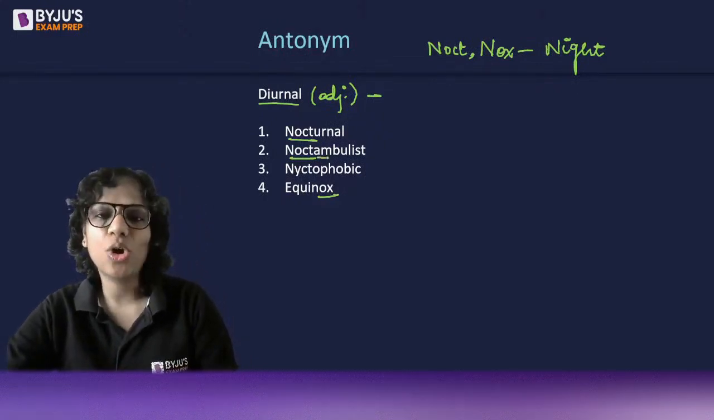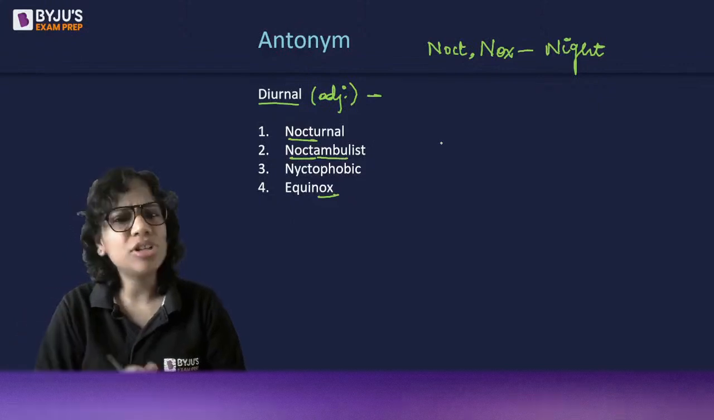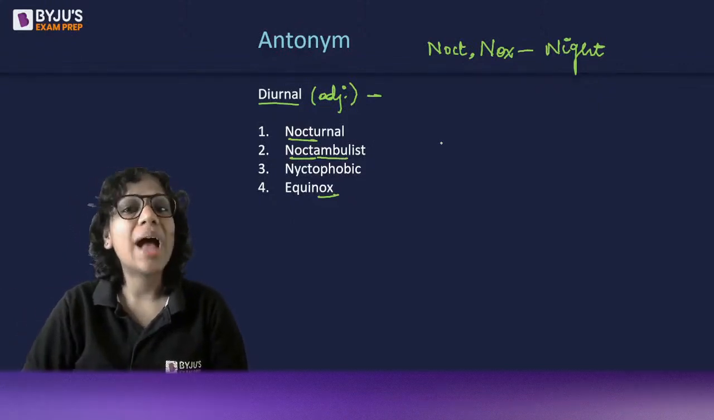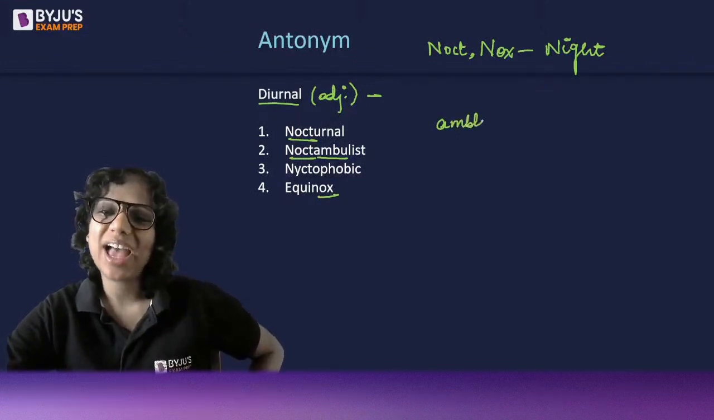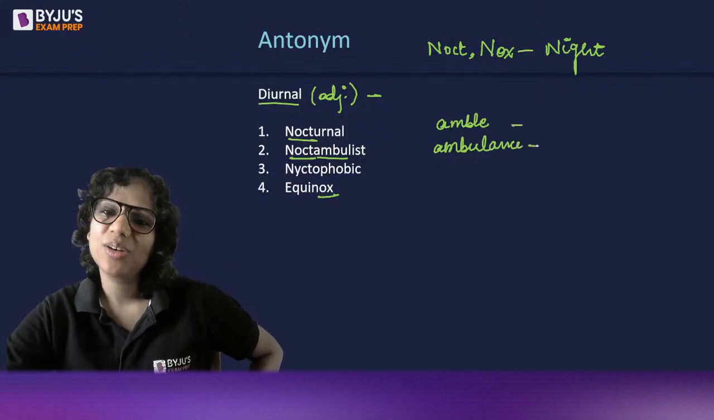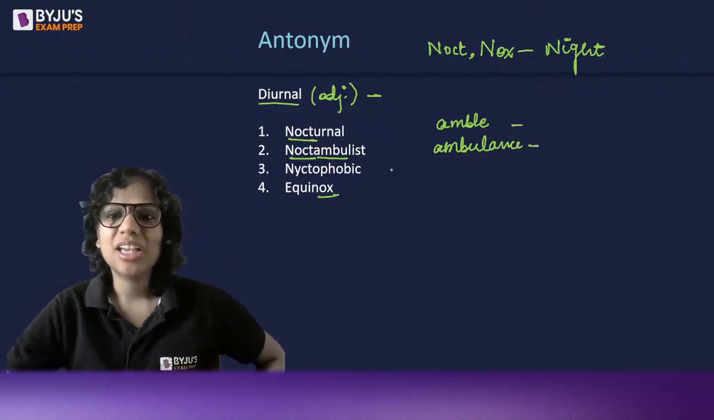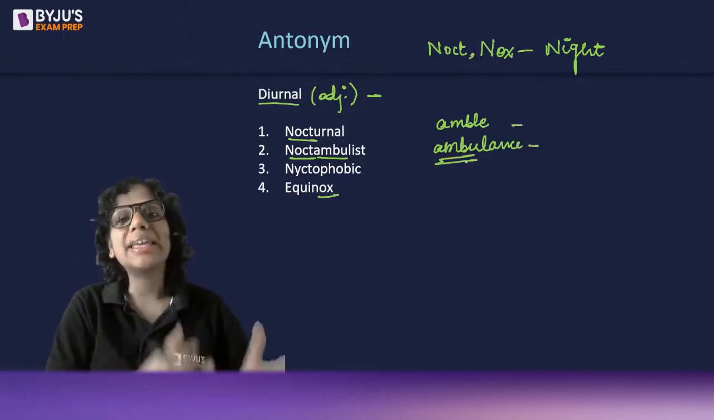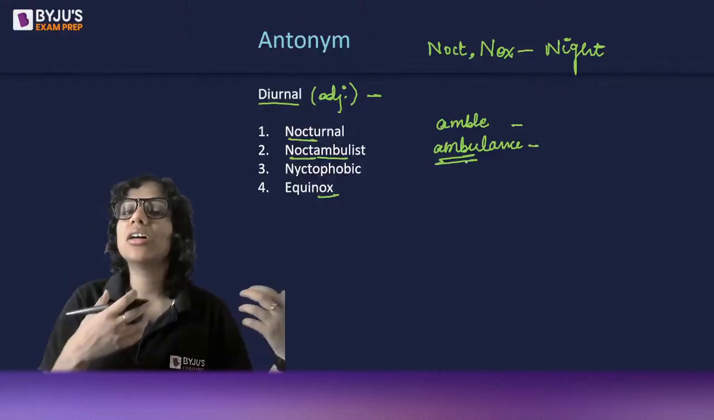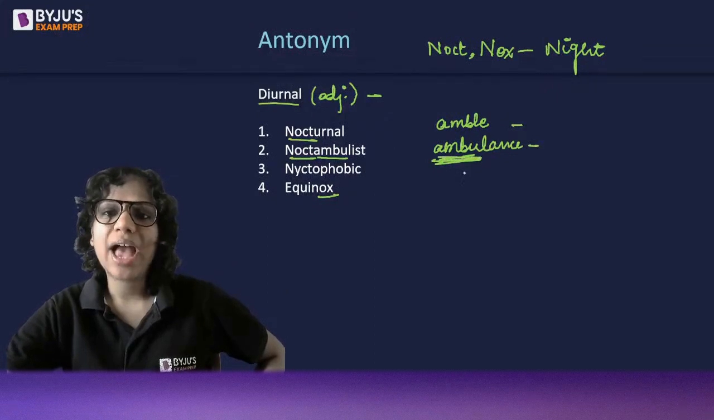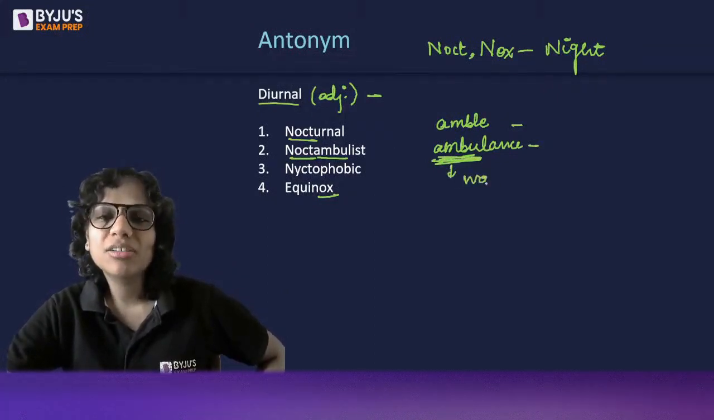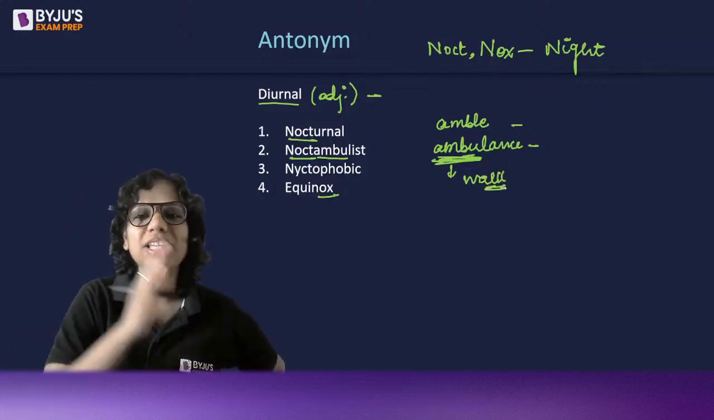Noctambulist. Ambulance also has amb in it. To amble also has amb in it. So amble, ambulance. What does this mean? Ambulance helps to carry us from, let's say, a site of injury to the hospital. So ambulance helps us, in a way, walk from one place to the other.